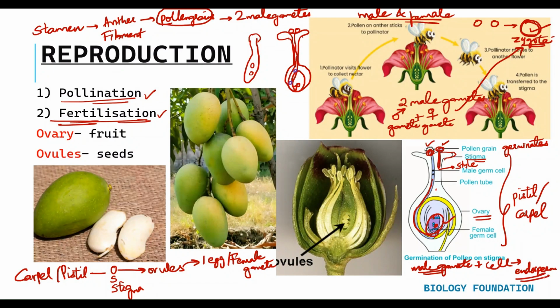Mainly, out of the two male gametes, one fuses with the egg to form the zygote, while the other male gamete fuses with the cell inside the ovule and forms the endosperm. So pollination is the transfer of pollen grains from anther to the stigma of a flower. Fertilization is the fusion of male and female gamete to form a single celled zygote.